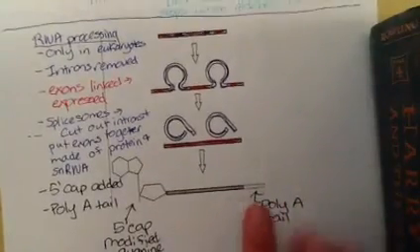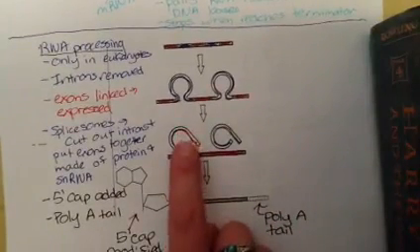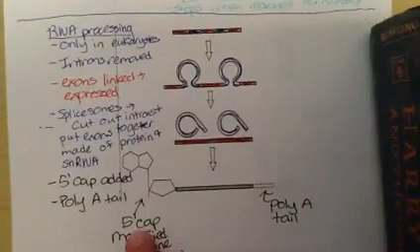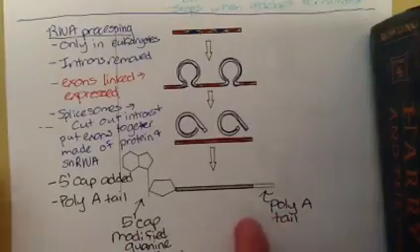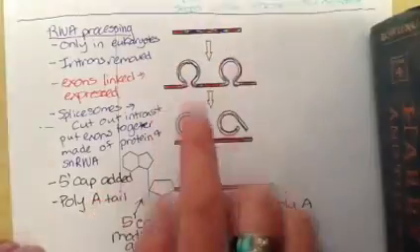Okay, so again, in RNA processing, 3 things happen. 1, we remove our introns and we keep our exons. 2, we put a 5' cap on. And 3, we put a poly A tail on. And remember, the exons and introns only occur in eukaryotic cells.